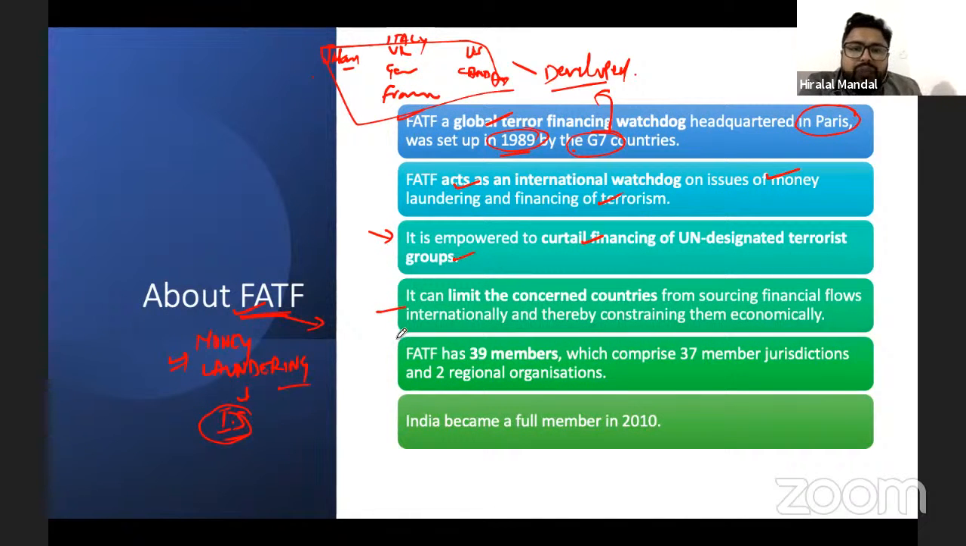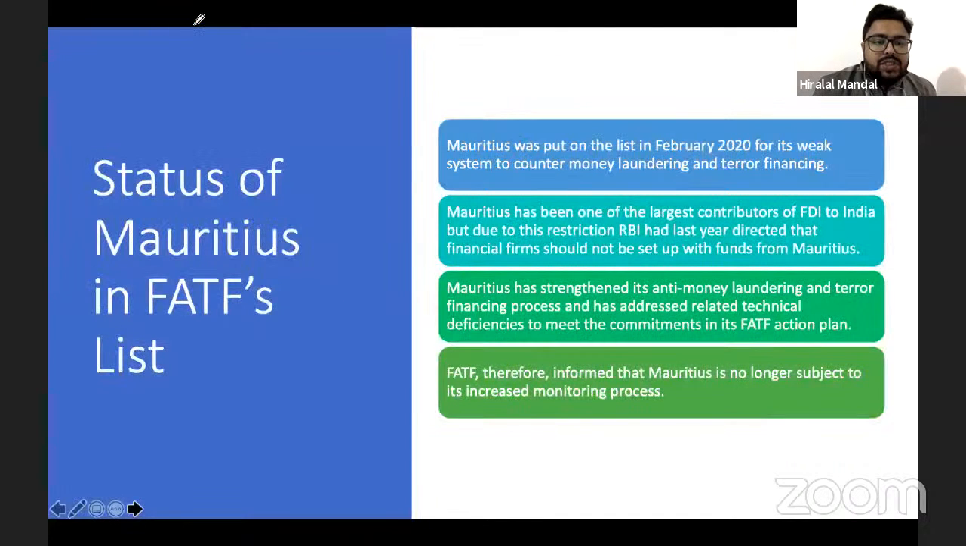As you can see, Pakistan was also in the gray list. Therefore, the financial flows in Pakistan were restricted by FATF. Currently, FATF has 39 members, which comprise 37 member jurisdictions and 2 regional organizations. India became its full member in 2010. So this is brief information about FATF.